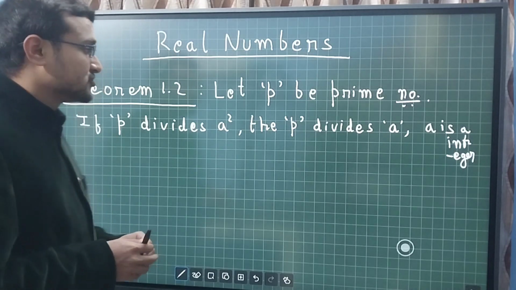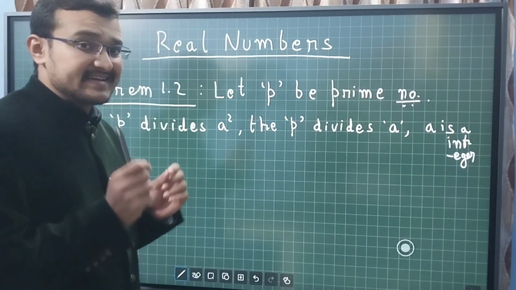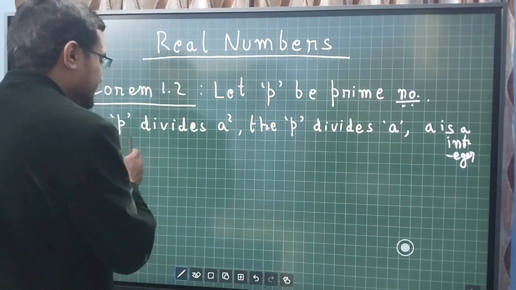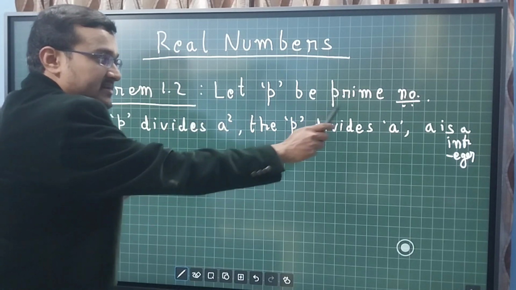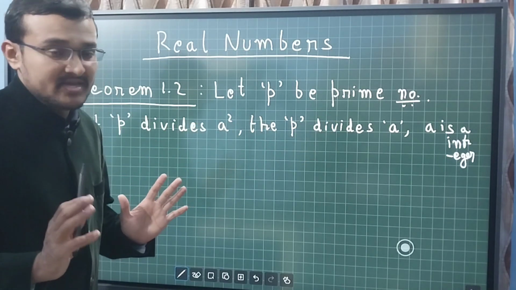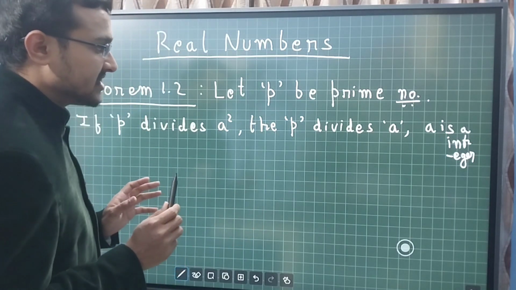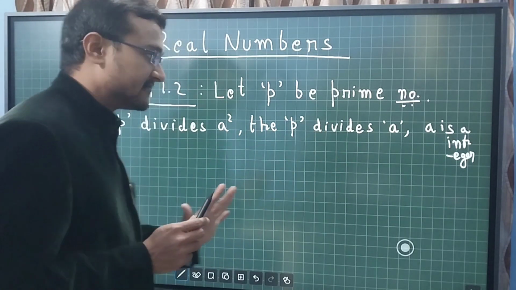So theorem 1.2 states: let P be a prime number. If P divides A square, then the same P should divide A as well, where A is a positive integer. So if P divides A square, then P divides A, that we have to prove.